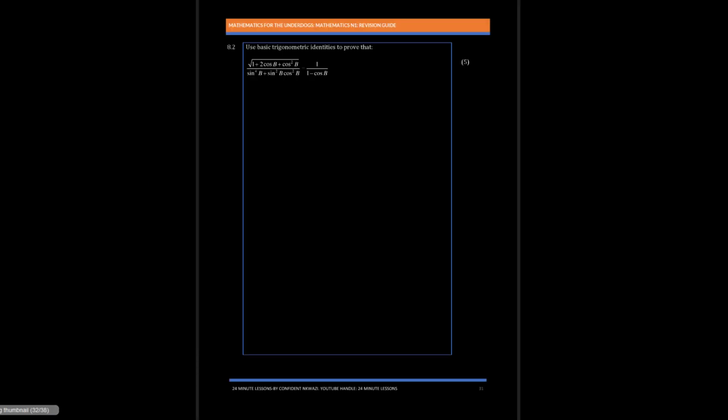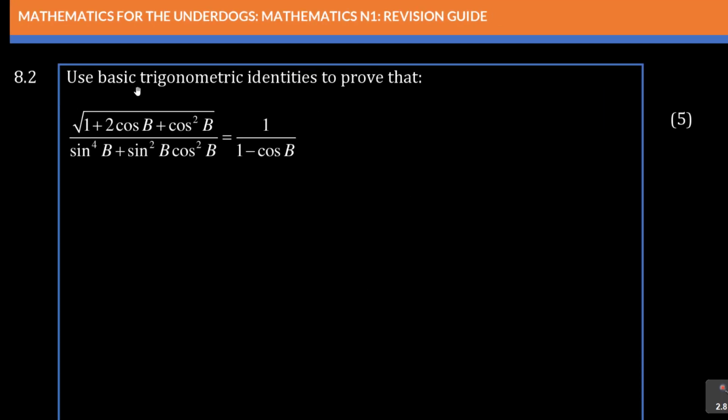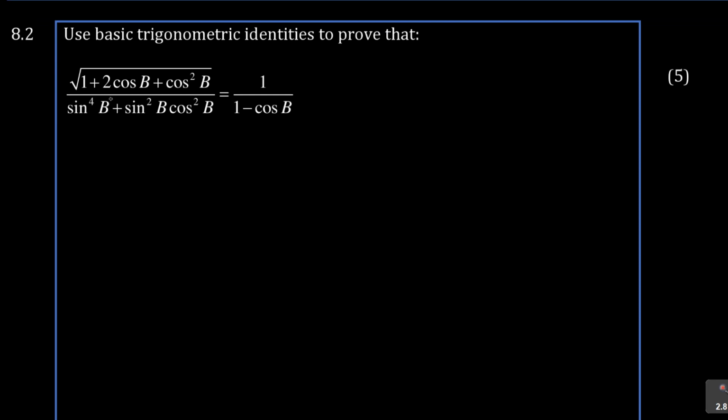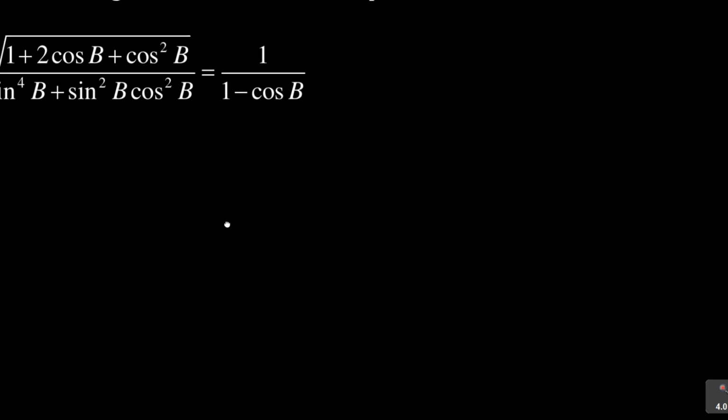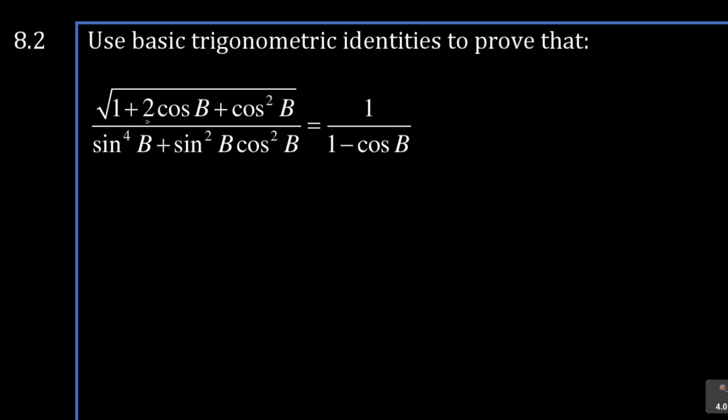Alright, now moving on to the next one again. It's trigonometric identity proofs here. Look at 8.2, it says use the basic trigonometric identities to prove this part. That is 5 marks. Now look at this. I'm saying you need to study it actually. Look at what they've given you and try to study what it is that you are given and work from there. So it says square root of 1 plus 2 cos b plus cos squared b.